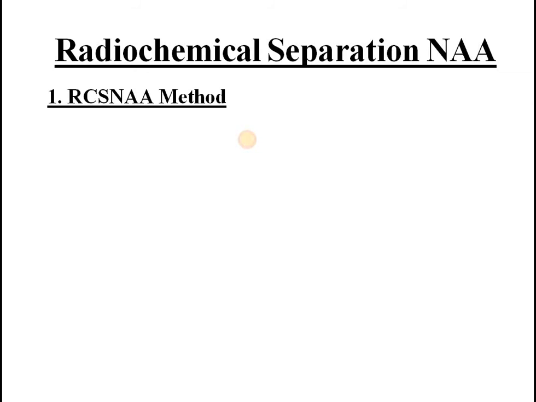Suppose you have a coal sample. The coal sample contains a very micro or trace level of uranium, for example. Then what is done? You initially irradiate the sample with some neutron flux. Thereafter, what happens? The uranium, or any other nucleus, may start emitting radiation.